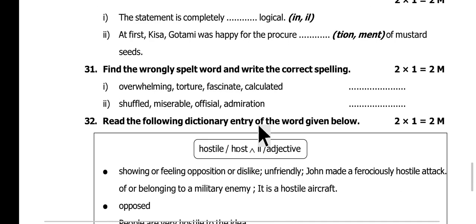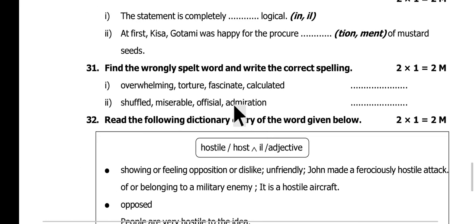Wrongly spelt word: overwhelming, torture, fascinate, calculated. Here we need to observe the spelling correctly. So which one is wrong here? Can you please reply in the comment section? Overwhelming, torture, fascinate, calculated. Next, shuffled, miserable, official, admiration. So here if you look at the third one, you will get the answer.